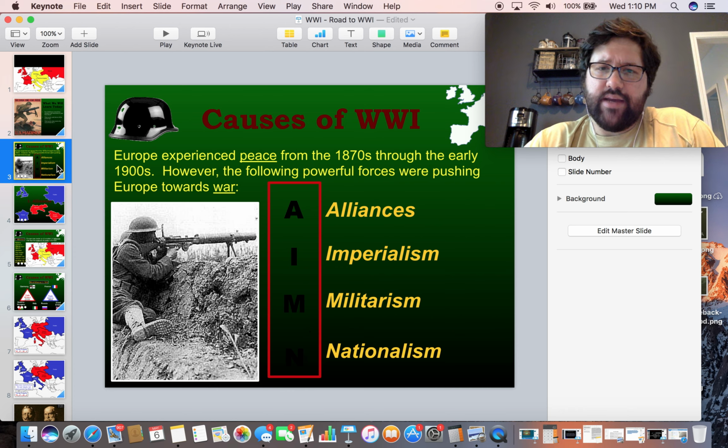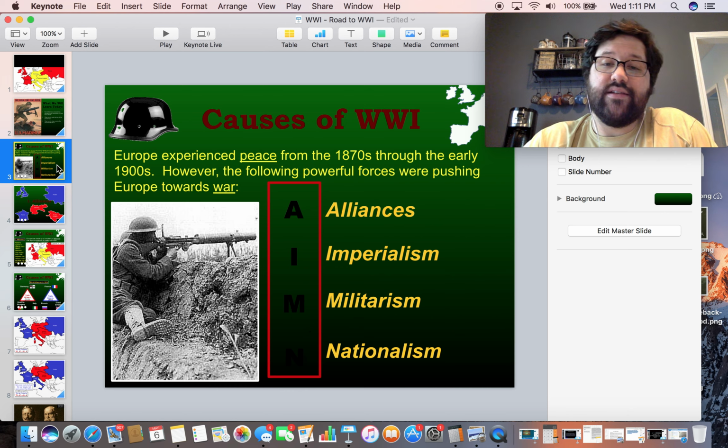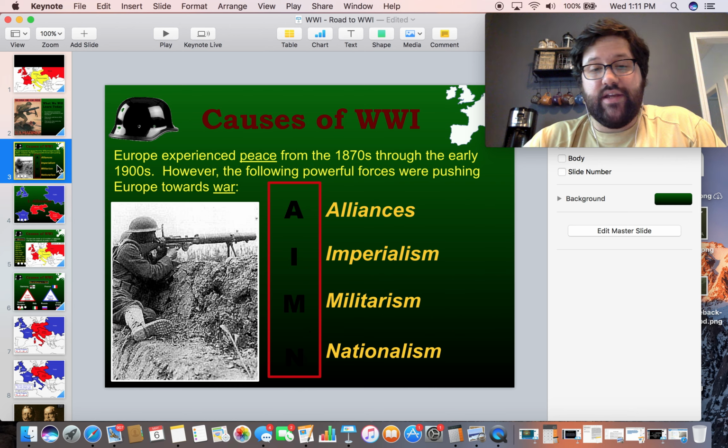However, during that time period, the following powerful forces were pushing Europe towards war. This PowerPoint lays it out, and we go in the order of AIMN, right? That's the acronym they used, AIMN, like thinking about someone aiming down the sights of a gun. That works. I think it's much easier personally to remember it as the four main causes, MAIN. Still the same four things, just a different order. This has it as alliances, imperialism, militarism, and nationalism. I would think of it as MAIN: militarism, alliances, imperialism, and nationalism. Whatever works for you, if you can remember the four, that's perfect.